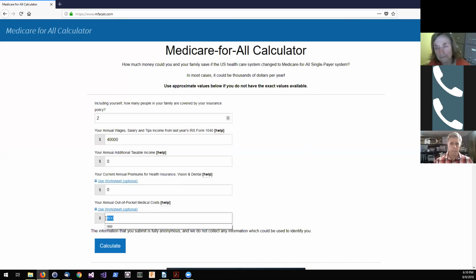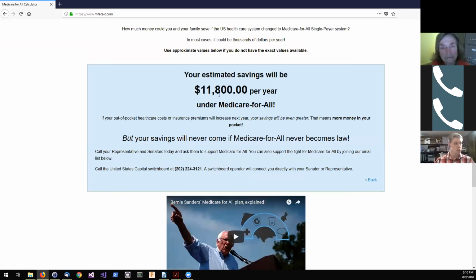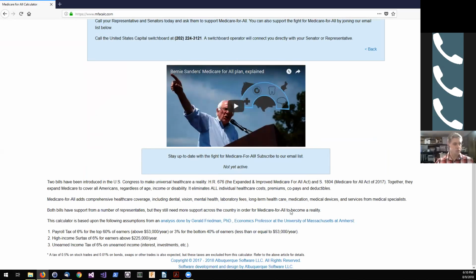Okay, so let's talk about where these numbers come from, because that's the really important thing. Now, let me run this calculation again. Let's put 1,200 there, and let's say 1,000 medical costs. Okay. So we have a big number here of $11,800. Pretty large number. Let's see if we can figure out where that came from. All of these calculations are based off an analysis that was done by Dr. Gerald Friedman at the University of Massachusetts Amherst. Let me see if I can bring up that report that he put together.